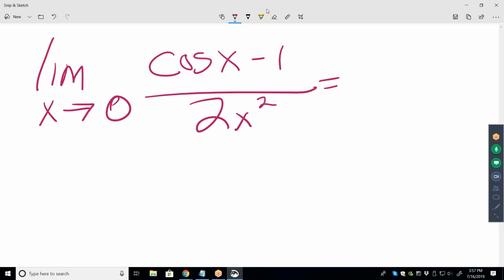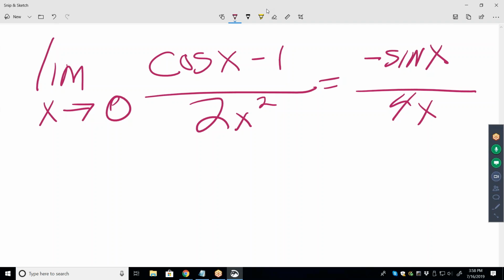Another thing you don't get until you get to chapter 8. But if you want to find the limit of 0 over 0, you take the derivative of the numerator. I will teach you this shortly, but the derivative of cosine is minus sine. The derivative of any number is 0, so that's the derivative of the top. The derivative of the bottom is that.